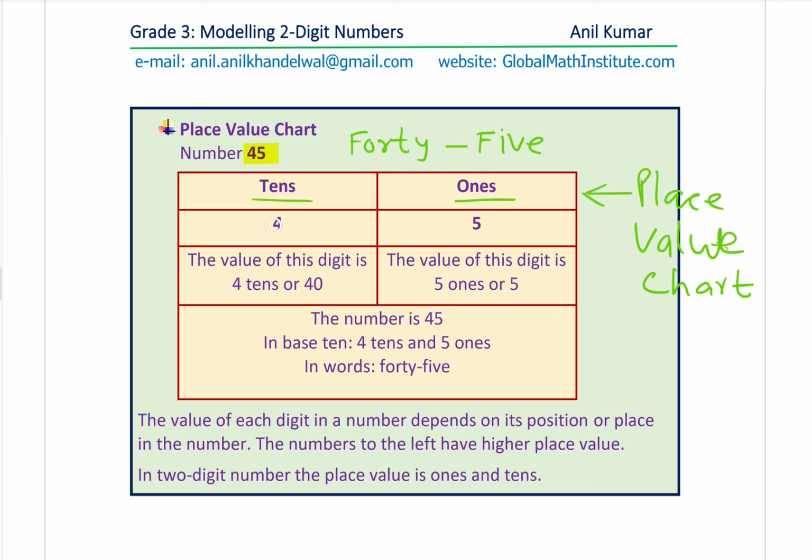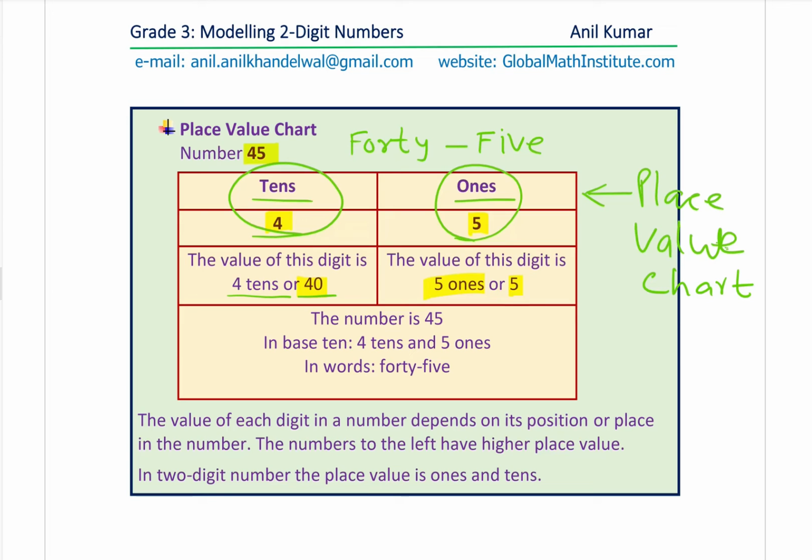45. Write 45 as you do. Now 5 comes in the ones place and 4 comes in the tens place. That really means what? The value of this 4 is 4 tens or 40. So this 4 really means 40, 4 tens. And this 5 means 5 ones or just the number 5. Perfect. 5 may be bigger, but place value wise, it is much, much smaller.